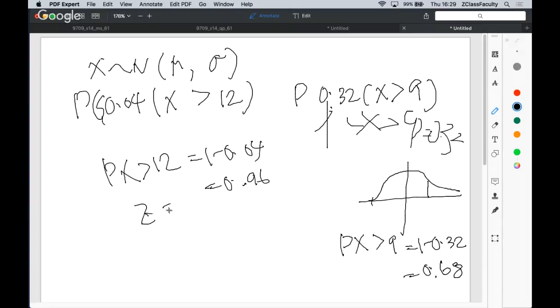Now we can find z. z equal 1.751. How do you... okay. Is it? Yeah.